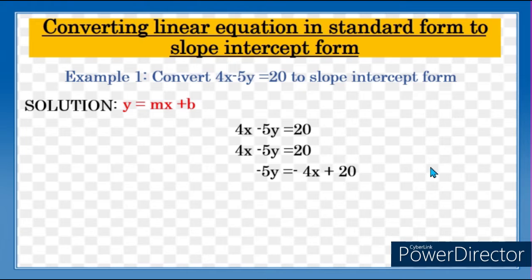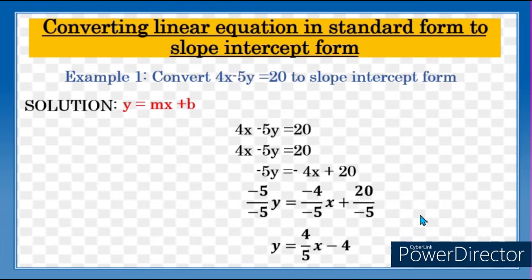Okay? So next step is we need to divide both sides by negative 5. So we have here negative 5 divided by negative 5 is equal to y, and negative 4 over negative 5 is equal to positive 4/5 x, minus 20 divided by negative 5 is negative 4. So yung equation na ngayon po natin dito is y is equal to 4/5 x minus 4.